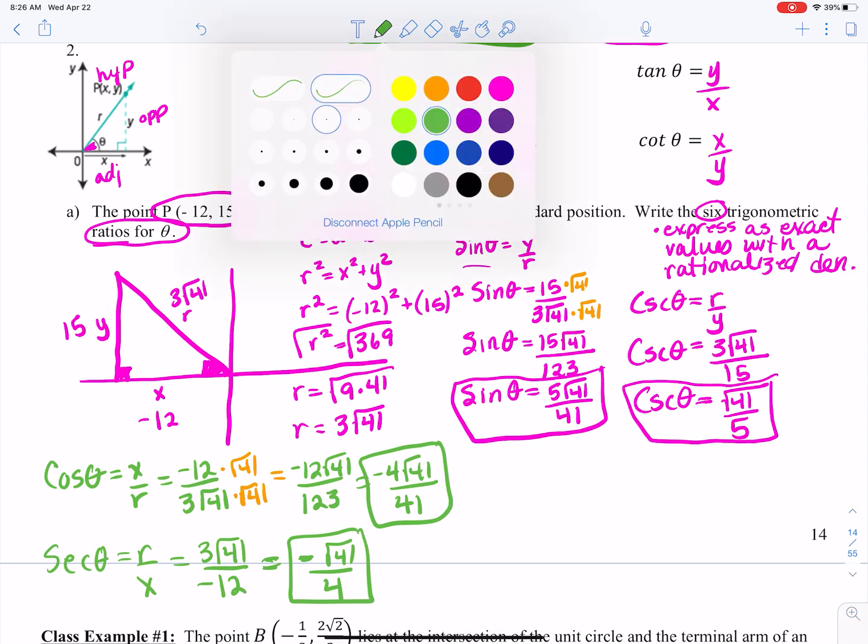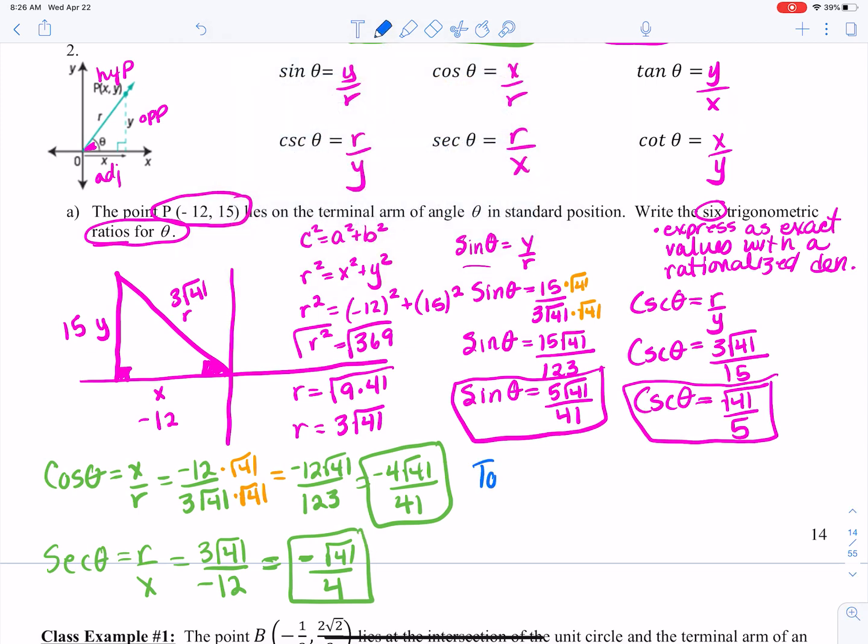And lastly, we're going to do tan, which is y over x, which is 15 over negative 12. So tan theta reduces to negative 5 over 4.